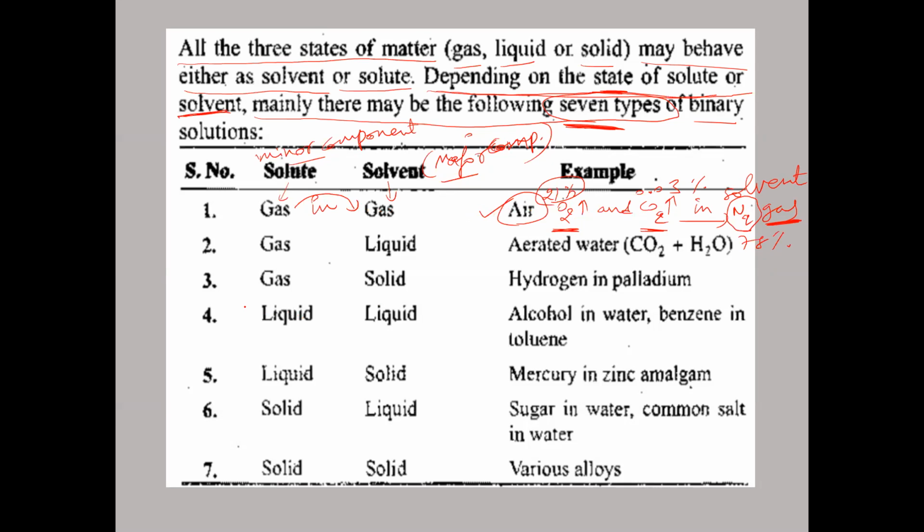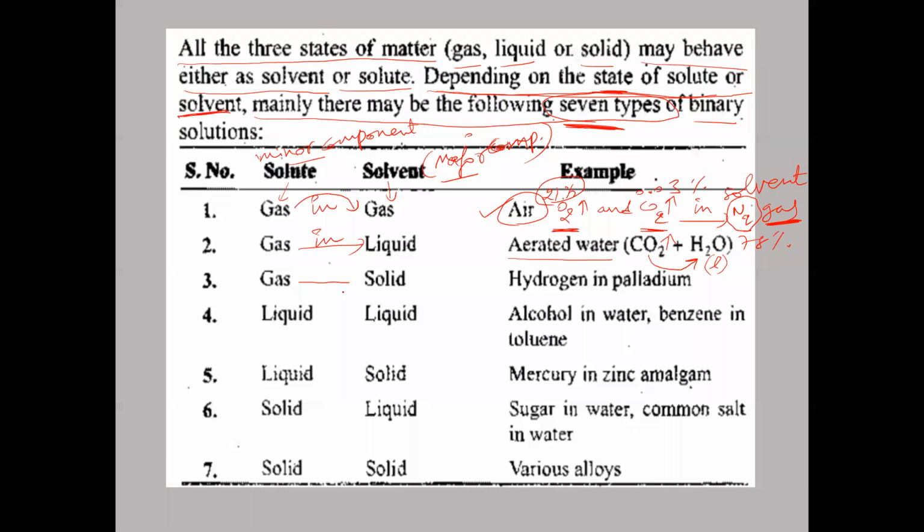Okay. Next, gas in liquid, gas present in liquid. So the solute is gas, the solvent is liquid here. Example: aerated water. CO2 gas dissolved in liquid water. CO2 gas is present in liquid water. So it is called gas in liquid type of solution. Aerated water, cool drink.